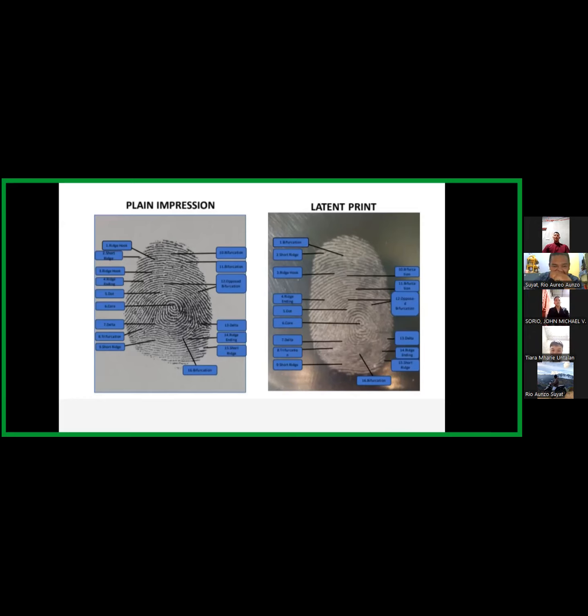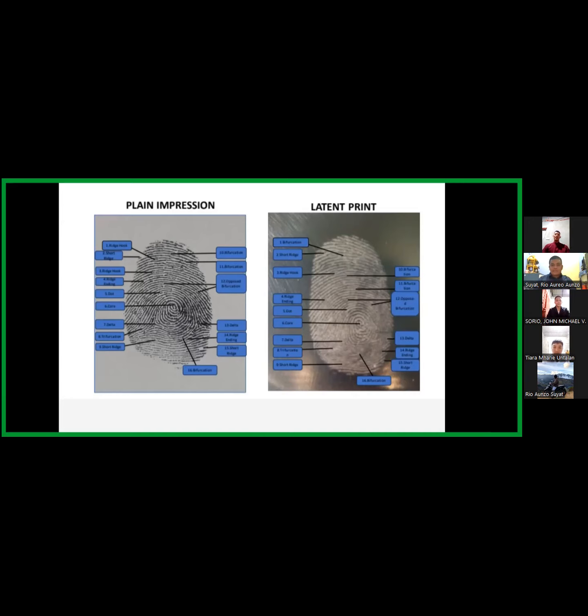Number 15, in fingerprint comparison, what is meant by apparent dissimilarity? In fingerprint comparison, the term apparent dissimilarity refers to the initial observation or perception that two fingerprints being compared do not appear to match or have significant differences.